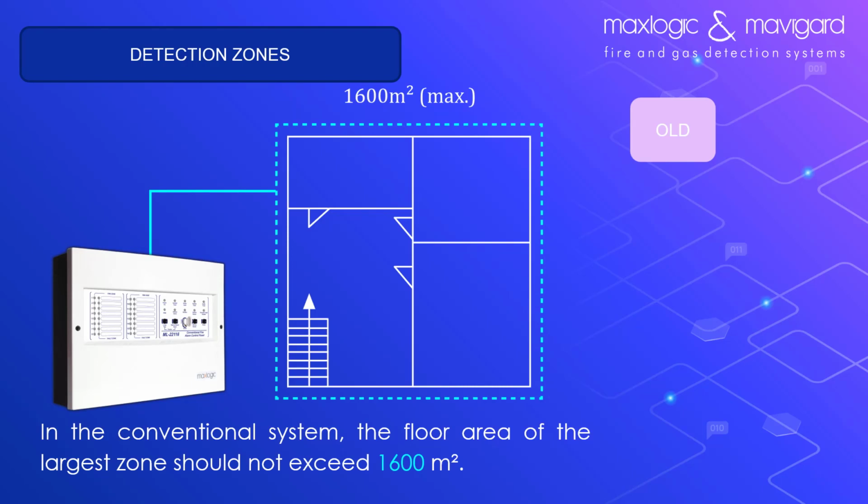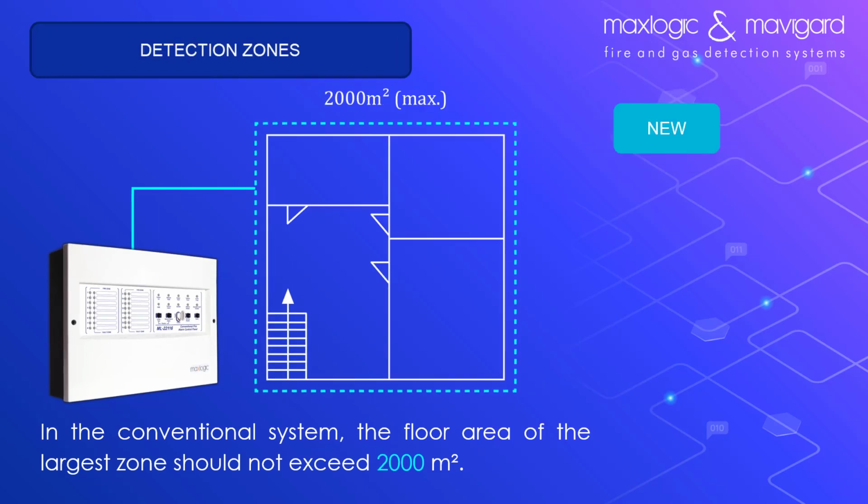While designing, the building is divided into detection zones. In the previous version of the standard, the floor area of a zone could be 1,600 square meters at most. After the change, the scope of the detection zone was increased. Accordingly, the floor area of the largest zone should be projected with a maximum of 2,000 square meters.